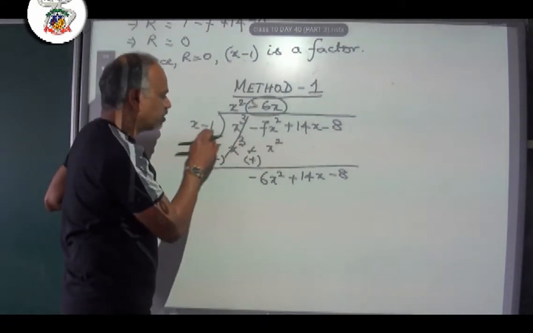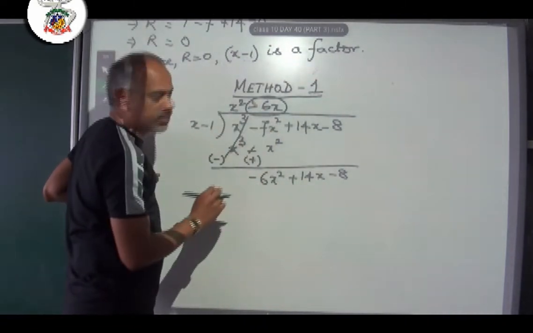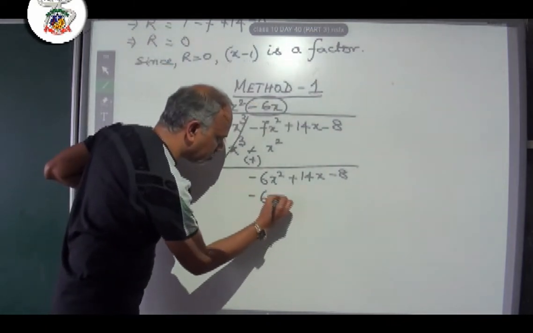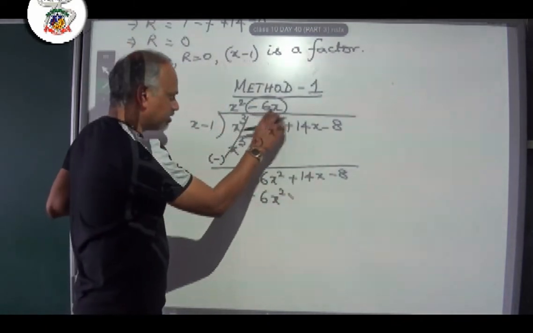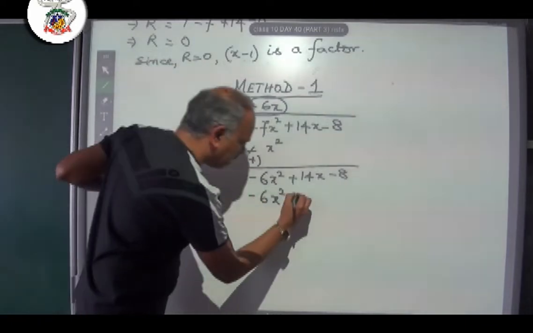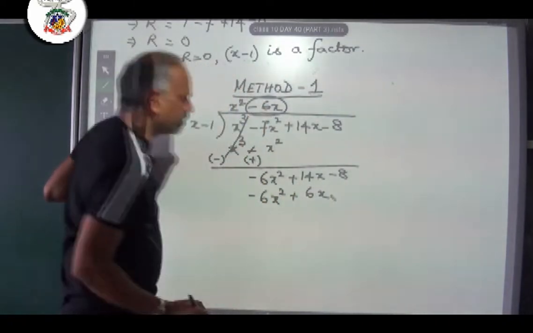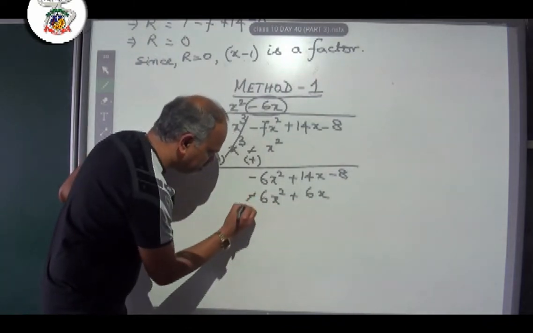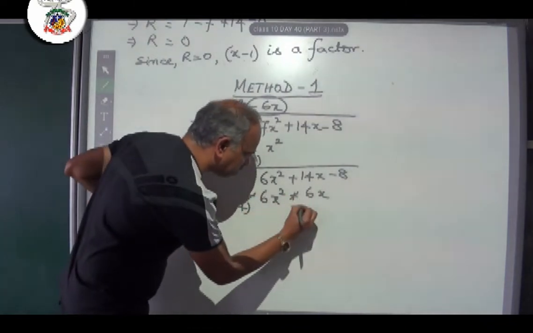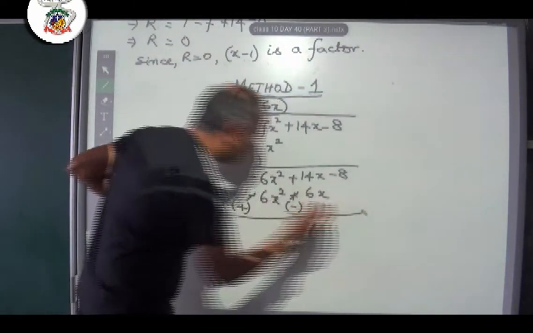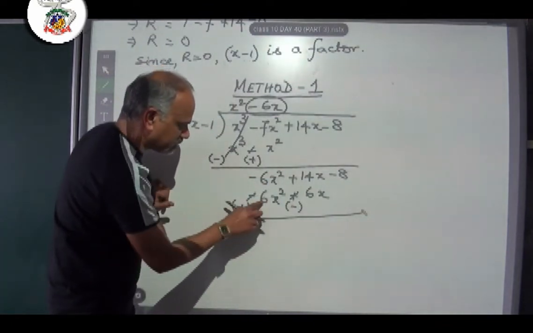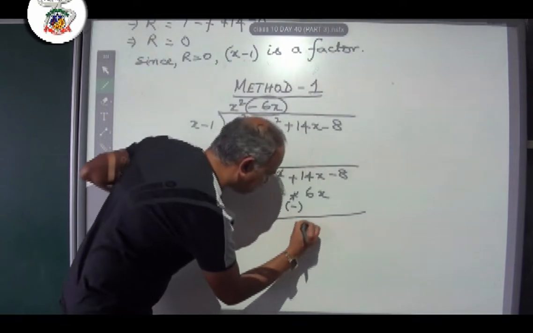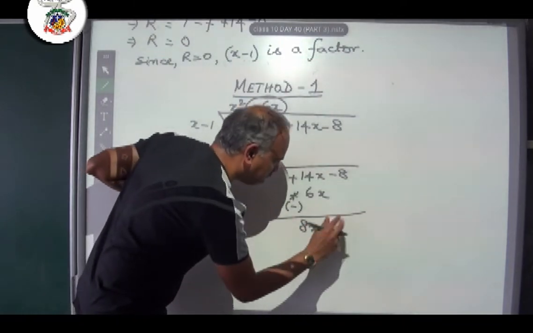Multiply this with both the terms and write the result here. So that will give you minus 6x into x will give you minus 6x squared. Minus 6x with minus 1 is plus 6x. Now to change the signs of the second one, this becomes plus and this becomes minus. And you add, minus 6x squared plus 6x squared gets cancelled. 14x minus 6x is 8x. And bring the last term down, minus 8.